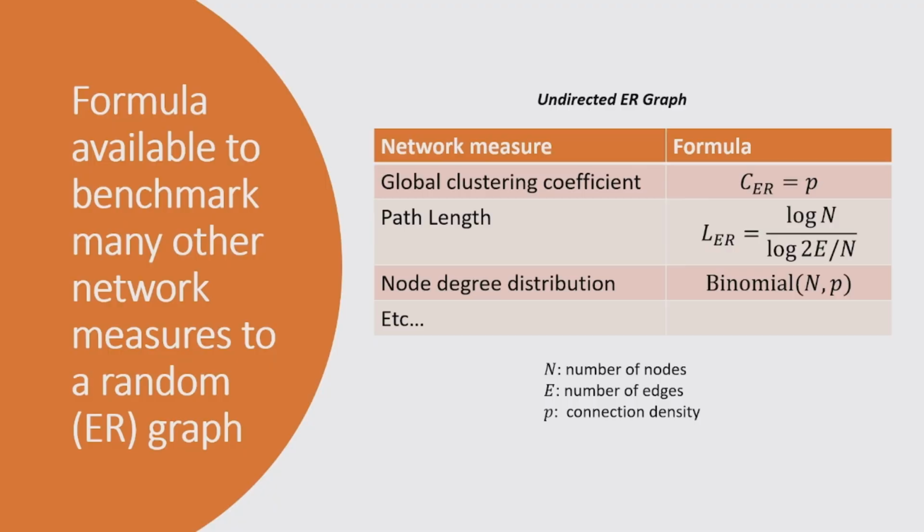The advantage of using an ER graph as a null is that, as I've already said, we've got a closed form formula to determine the expected value of our network measure. We simply take the number of nodes and the number of edges, plug them into our formula, as I've shown there, and it will give us the value, our benchmark. We can take that benchmark value and compare it to the value that we actually have in our empirical connectome. So it makes null modeling very easy. We take our formula, plug in the right values, and that's it.